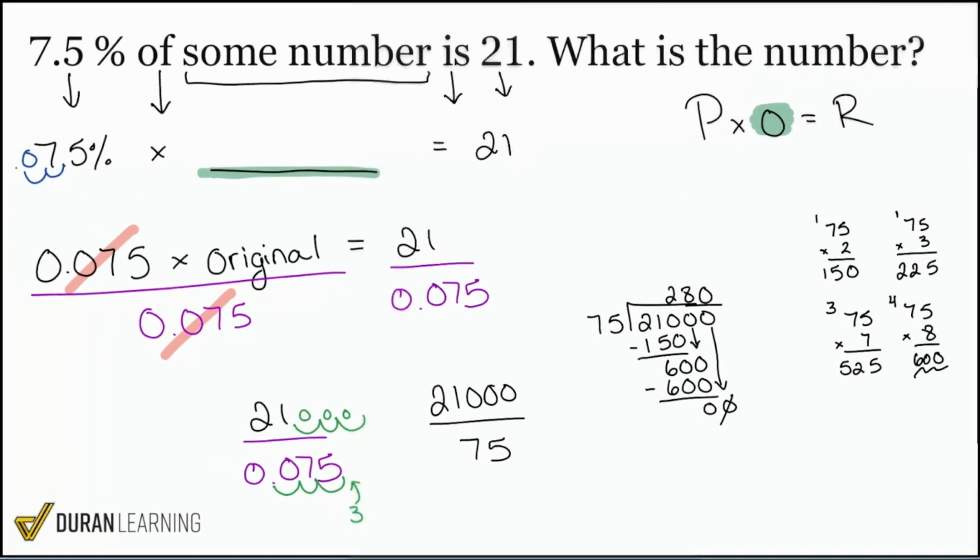So overall, the answer to this question, 7.5% of some number being 21, what's that number going to be? That number, my friends, is going to be 280. And there we go. That is how we put it all together when it comes to working with the decimal, the percentage, and that long division at the end. How are we feeling so far? Are we feeling ready to tackle more?